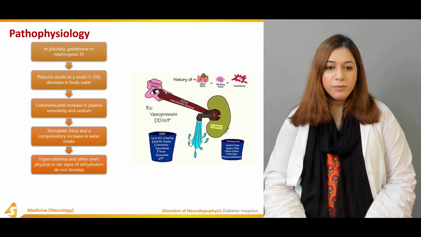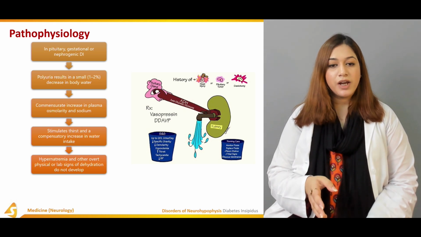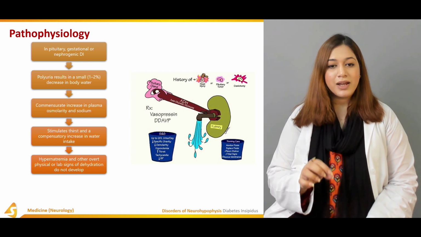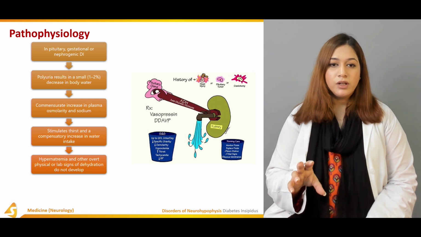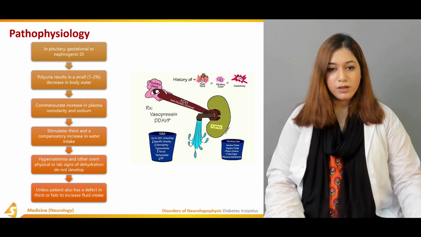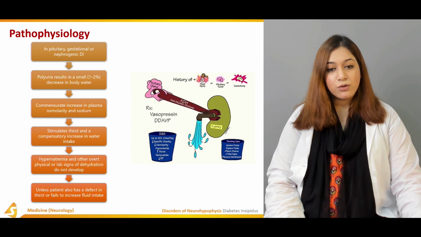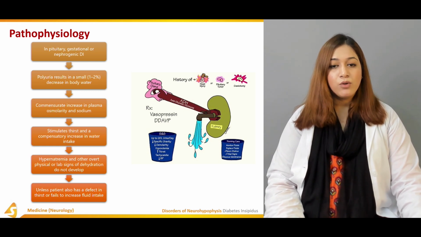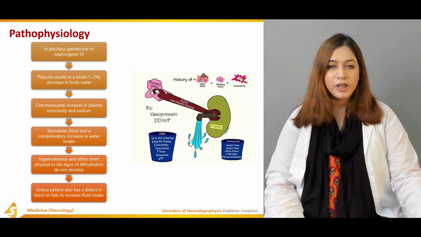Now, hypernatremia and other overt physical or lab signs of dehydration will not develop unless this thirst mechanism is also impaired along with polyuria. So, unless the patient also has a defect in thirst or fails to increase the fluid intake, there will be no hypernatremia and there will be no overt physical or lab signs of dehydration because the patient is drinking normally.